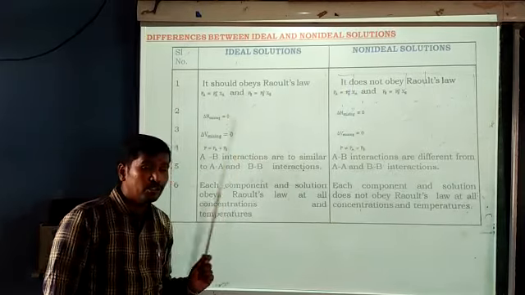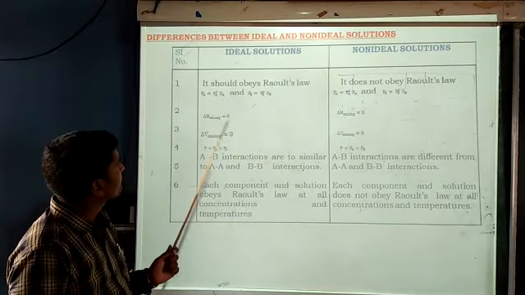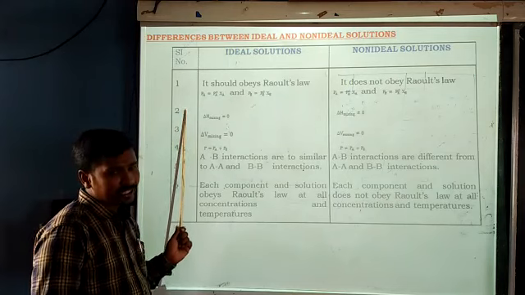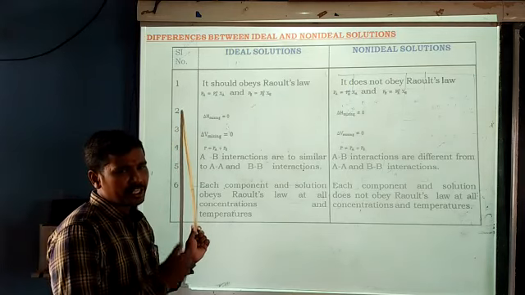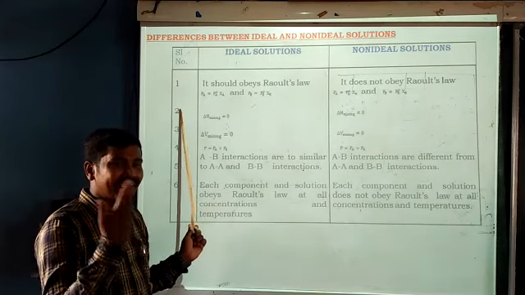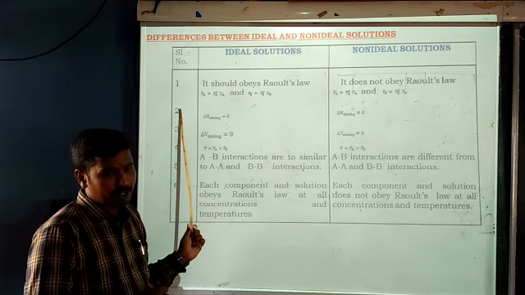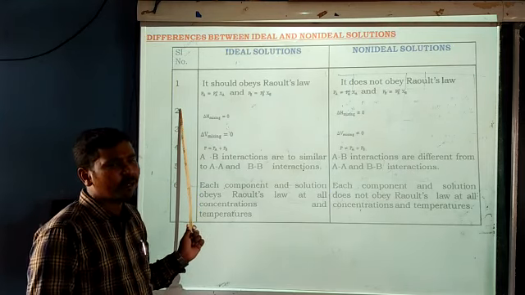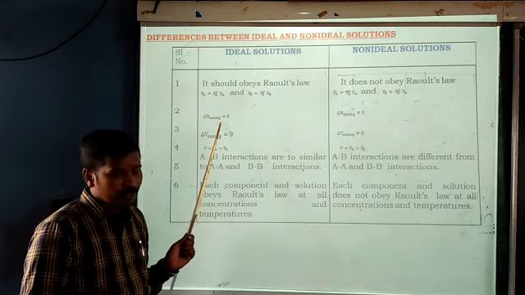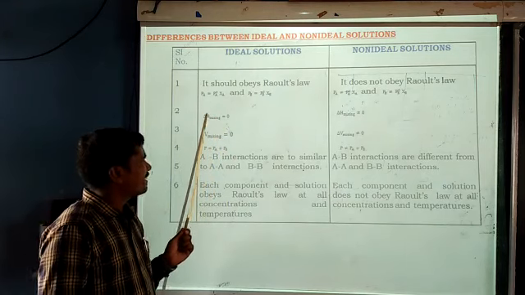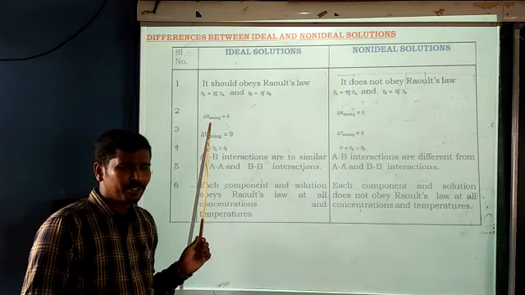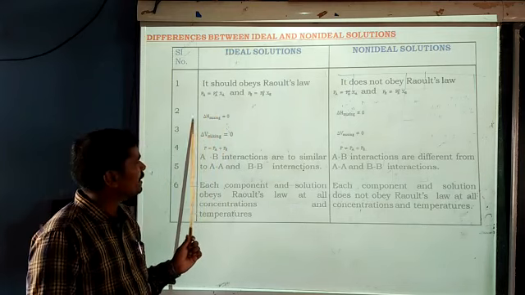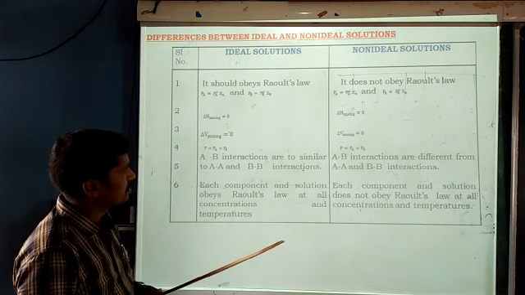Once again, it is very important. Come to the second one. During the preparation of an ideal solution, no heat is liberated or absorbed. So delta H mixing is equal to 0. It is not an exothermic reaction and it is not an endothermic reaction. So delta H mixing is equal to 0.